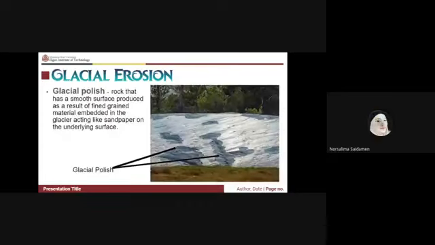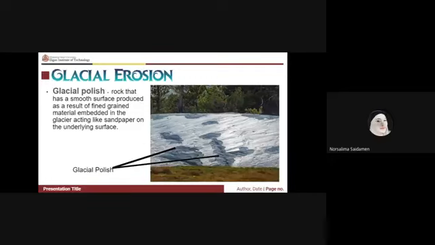Now we have the glacial polish. Rocks that have a smooth surface produced as a result of fine-grained material embedded in the glacier acting like sandpaper on the underlying surface.